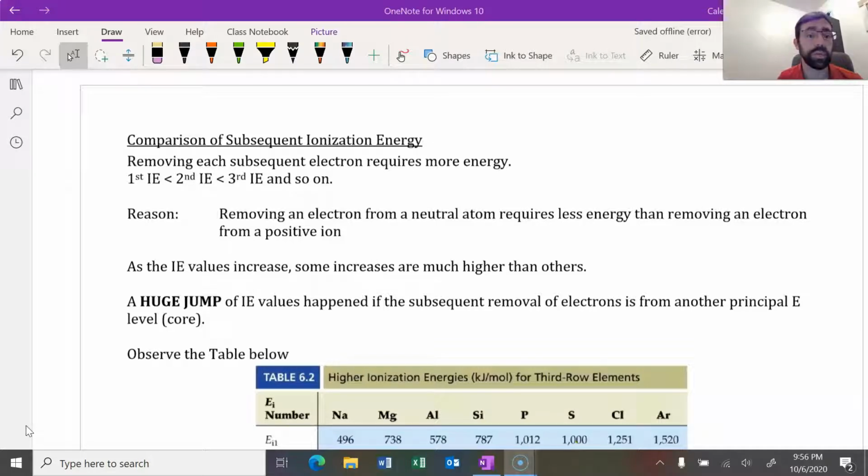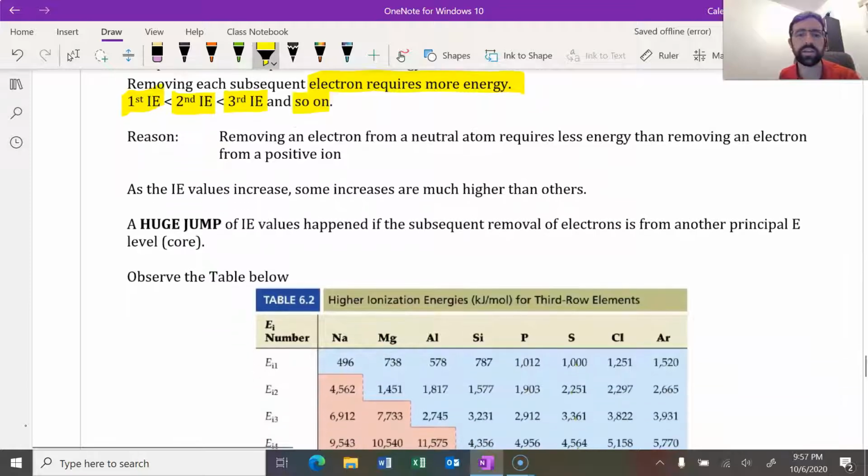We want to do a comparison of subsequent ionization energy. What that means is every time you remove an electron, it requires more energy. After you remove the first electron, it takes more energy to remove the second, and it takes even more energy to remove the third, and so on. We want to talk about the reason.